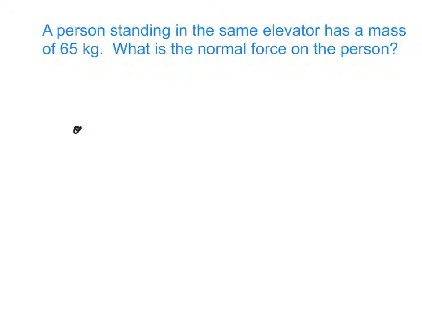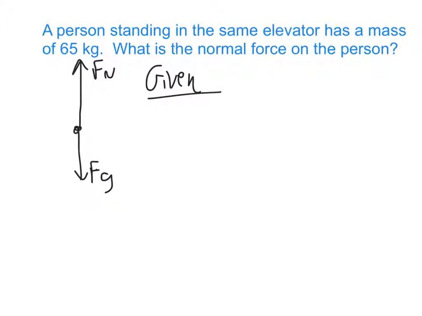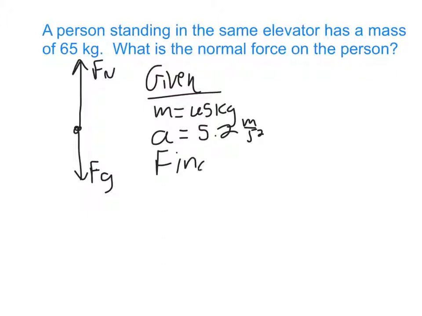If they're standing in the elevator, they're going to have their weight, Fg, and since the elevator is accelerating upward and that person is in the elevator, that person will also be accelerating upward, so they're going to have a longer normal force. We know for the person that the mass is 65 kilograms. We know that because the person is in that elevator, their acceleration is the same as the elevator's acceleration, 5.2 meters per second squared. And what we're looking for is the normal force.